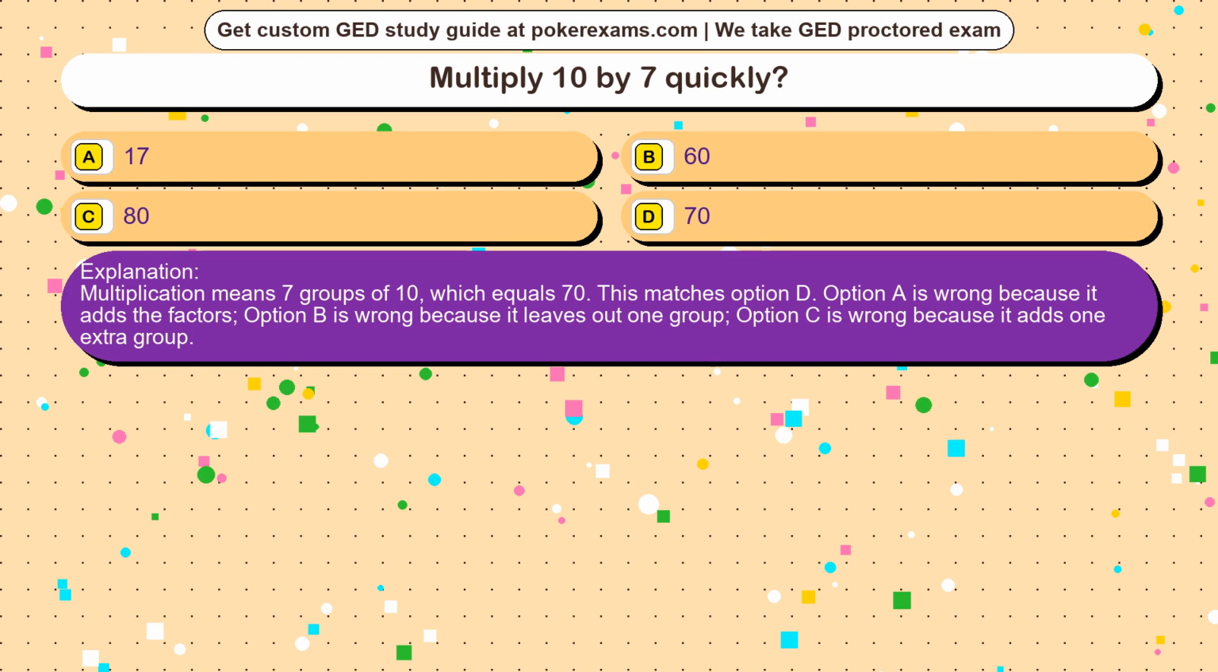This matches option D. Option A is wrong because it adds the factors. Option B is wrong because it leaves out one group. Option C is wrong because it adds one extra group.